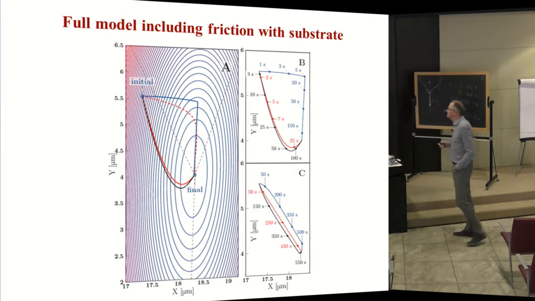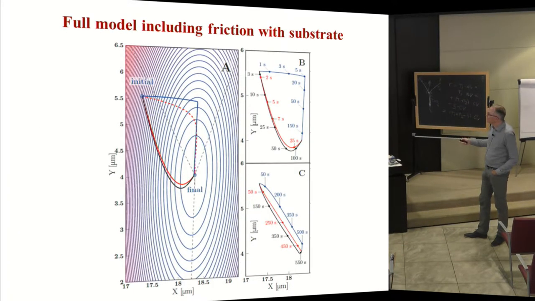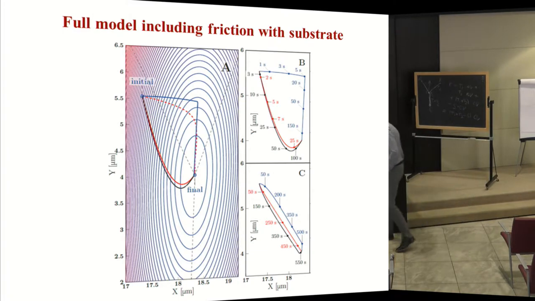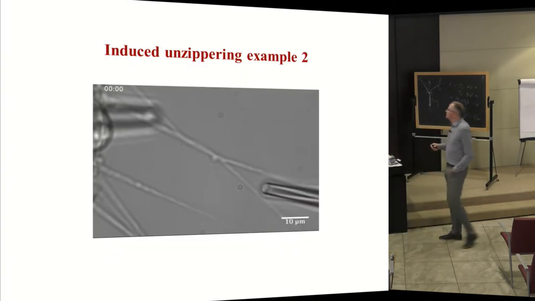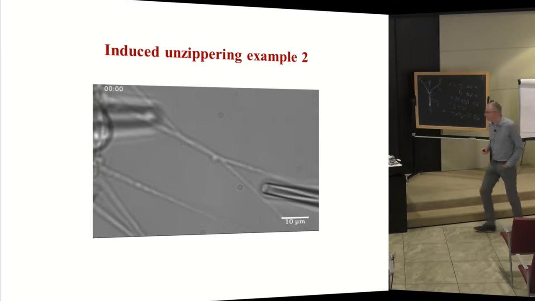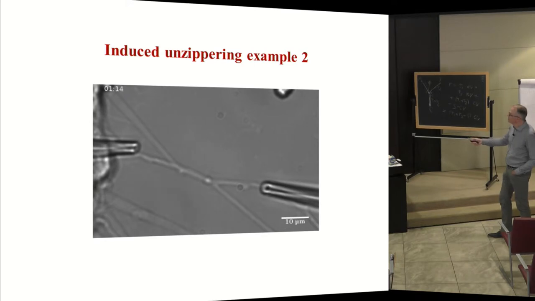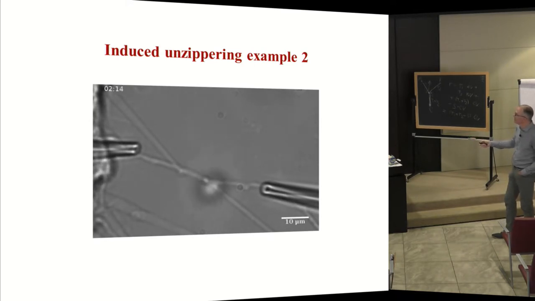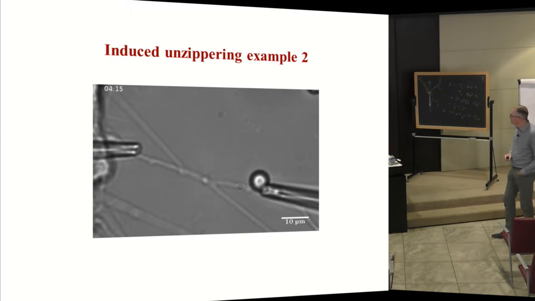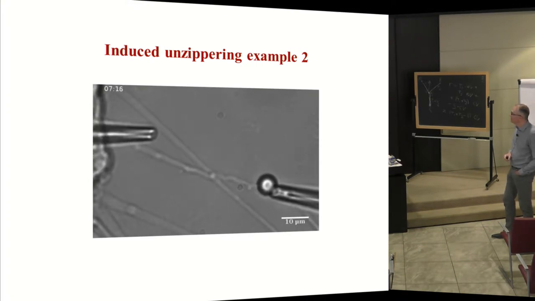And then we, you know, analyzed also how the trajectories of the axon zippering depend on the mechanism of the energy dissipation, but I think it's getting late. So now I just want to show you another example of induced unzippering, okay? And so here there's a double zipper, yeah? And we pulled with two pipettes, and you can see the progressively occurring unzippering, okay? And here in the end, the axons will completely separate.